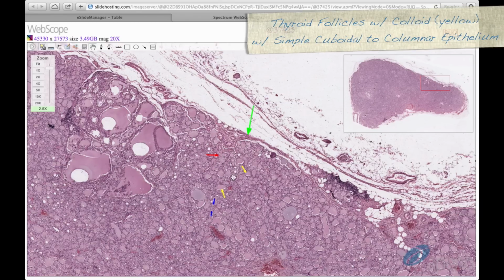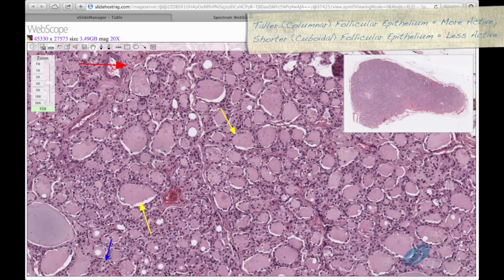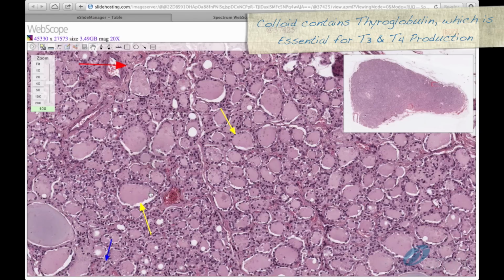Notice the numerous thyroid follicles filled with colloid. I have indicated a few follicles with yellow arrows. They are lined by epithelium ranging from simple cuboidal to almost columnar. As a general rule of thumb, the taller or more columnar the follicular cells, the more active the thyroid is. The key component of colloid is thyroglobulin, which is produced by the follicular cells. It is essential for the production of thyroid hormones T3 and T4.